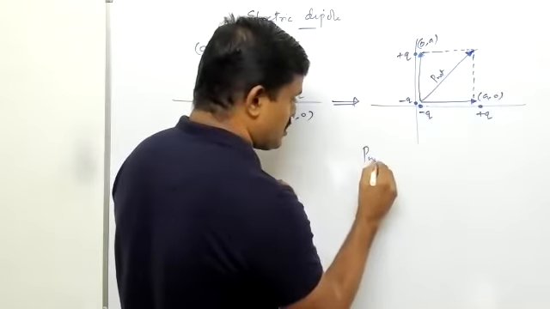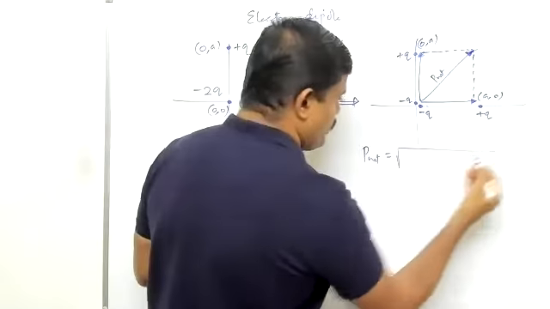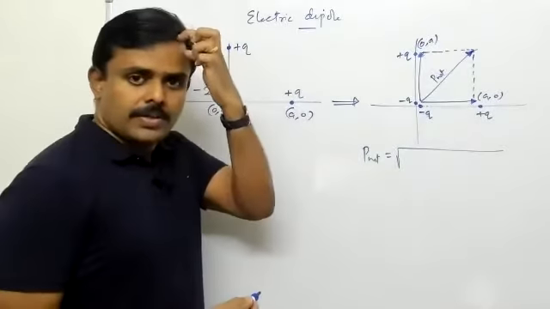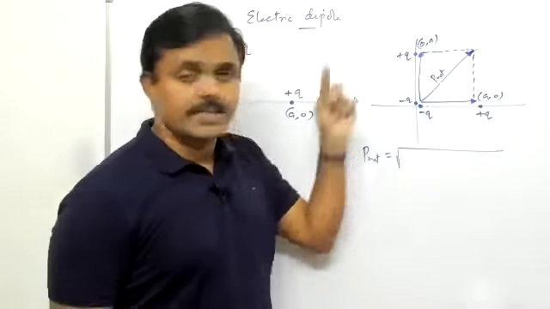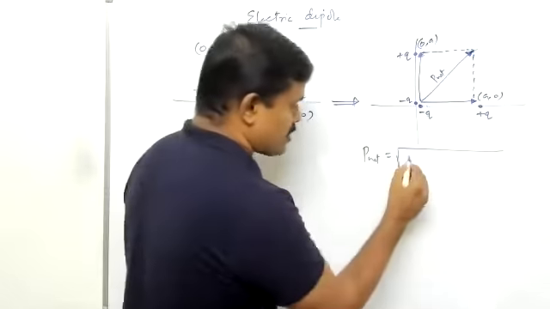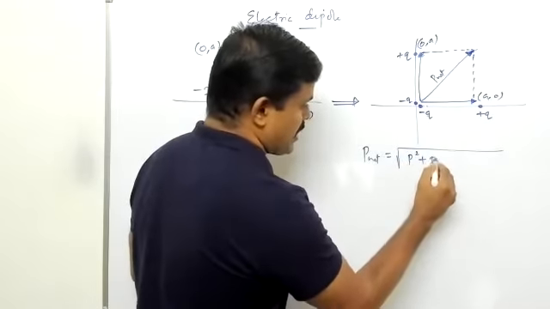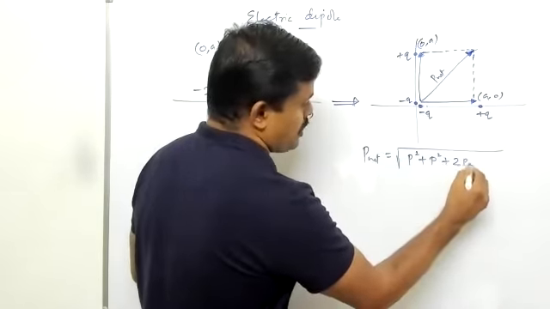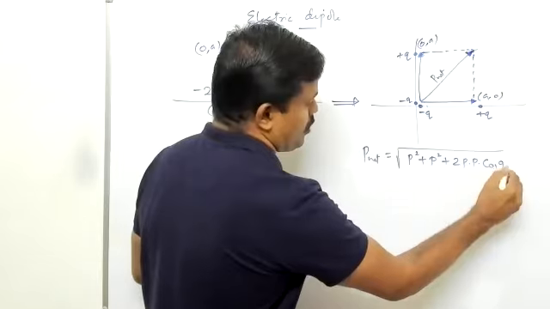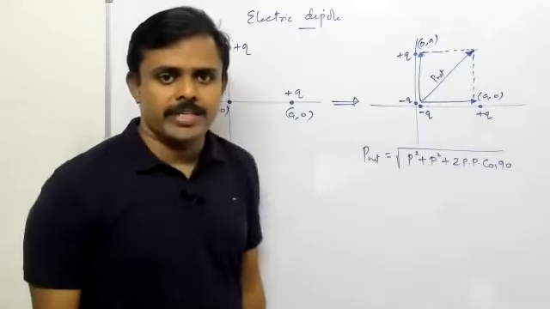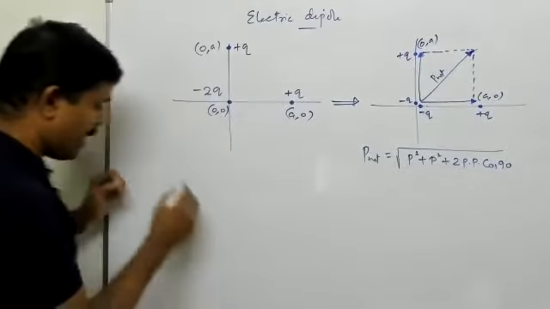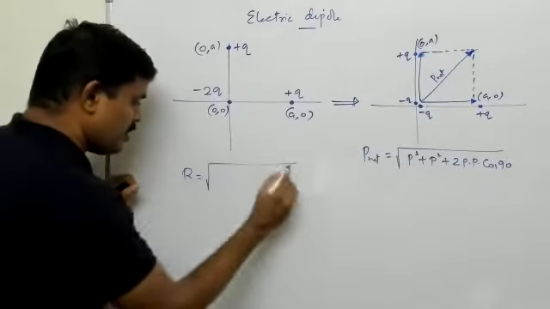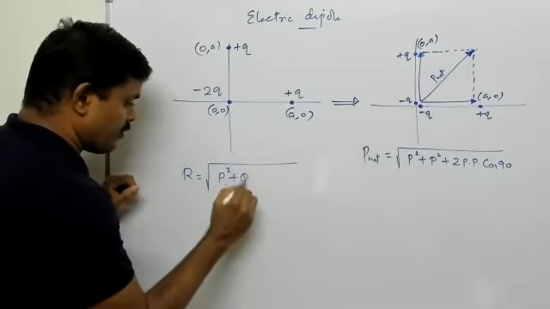Tell me what P net is given by. The root of... two vectors are to be taken resultant. Tell me what? First vector square plus second vector square plus 2 into P into cos 90. Why do I take this? Do you remember the parallelogram law of vector addition? This is how you take the resultant of 2 vectors.